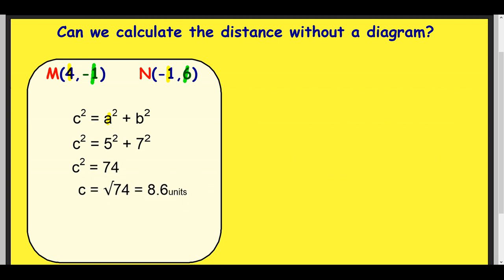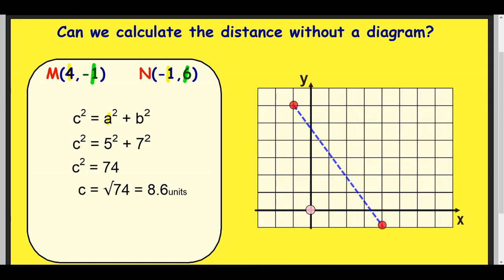Again, if you quickly look at it in a coordinate diagram, then if you create the triangle, you can see the triangle is 1, 2, 3, 4, 5 boxes along, 1, 2, 3, 4, 5, 6, 7 boxes high. So it's a good way to do it without drawing a diagram.